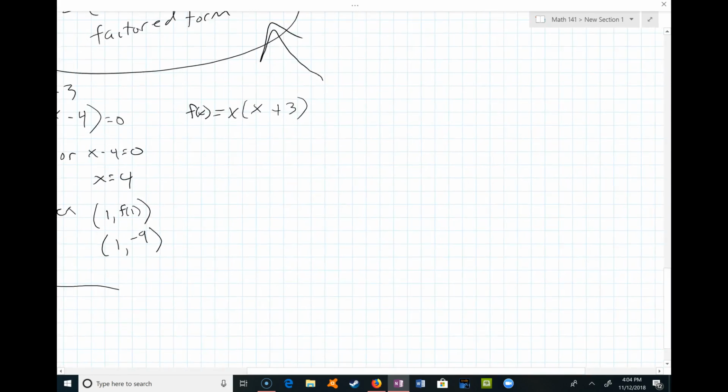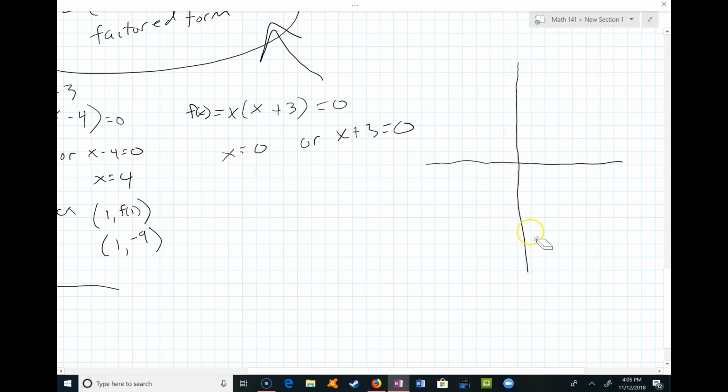So if we were to set this equal to 0, that would mean that x is equal to 0, or x plus 3 is equal to 0. And again, why are we setting it equal to 0? Because we're trying to find the x-intercepts. When you're on the x-axis, the y value is equal to 0. Right? So that's why we set the function equal to 0. So this tells me that one x-intercept is going to be at 0, 0, right? And the other one would be x equals negative 3, wouldn't it? 1, 2, 3. Sorry, my line's kind of bumpy there.